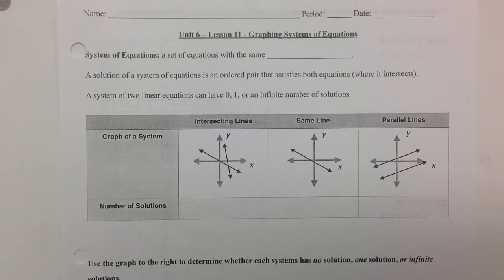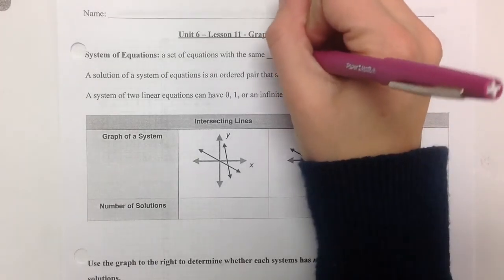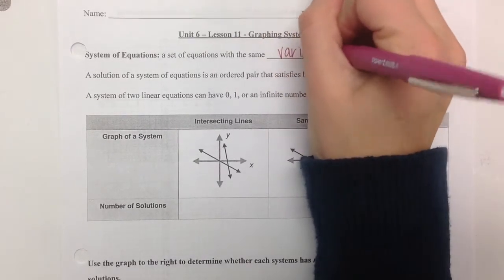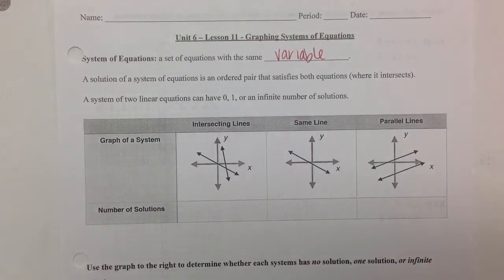For this lesson, we are discussing systems of equations, and there's different ways that you can solve systems of equations. Today, we're specifically looking at graphing them. So first off, we need to know what a system of equations is. A system of equations is a set of equations with the same variable. What we're looking at right now is linear equations that have x and y, but it could be any other variables as well.